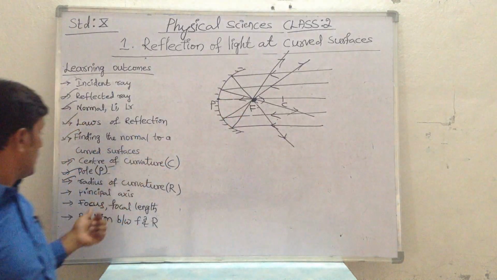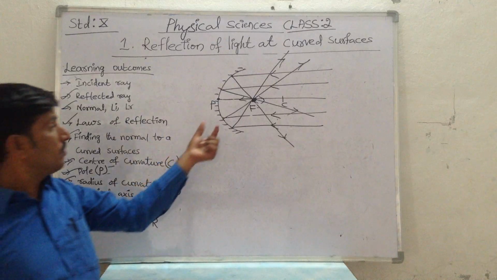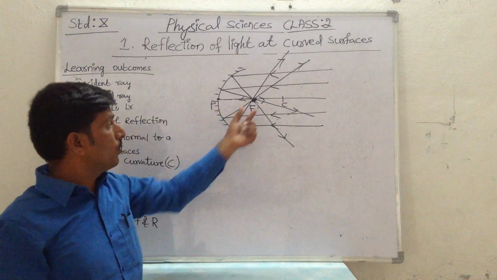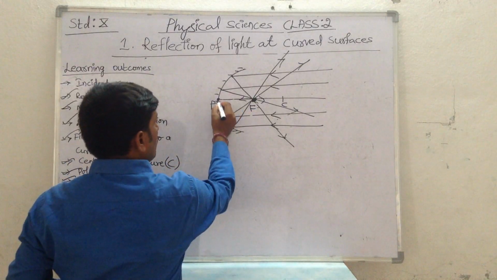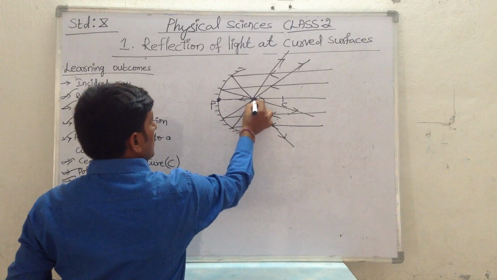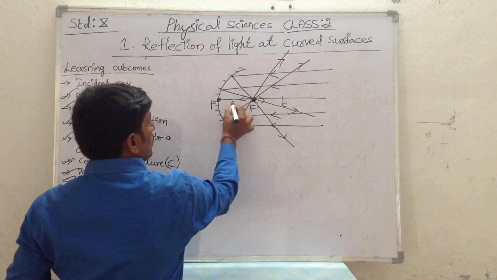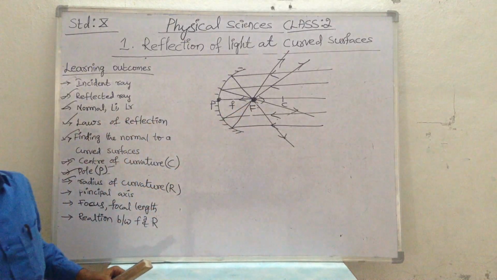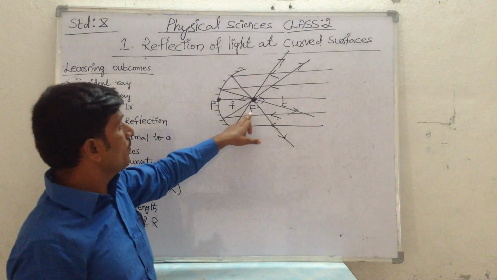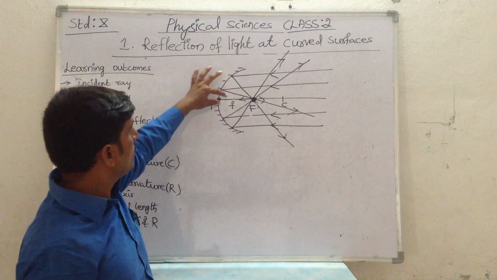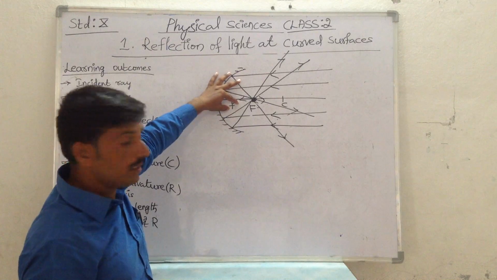Okay, next one is focal length. The distance between the pole and the focus, that is, the distance from the pole to the focus, is called the focal length. Focal length is denoted by small f. Focus is denoted by capital F.